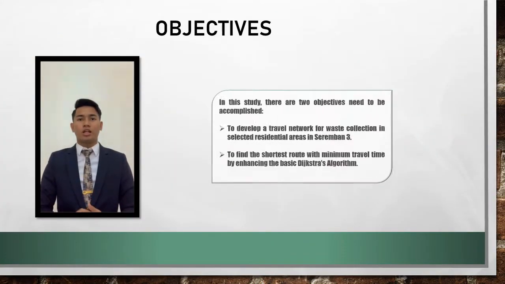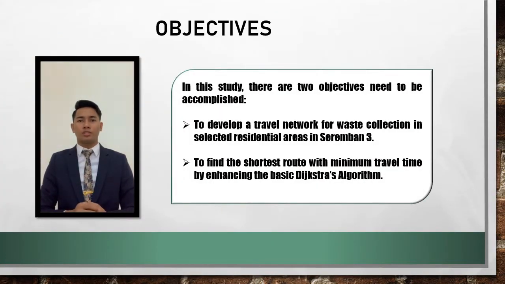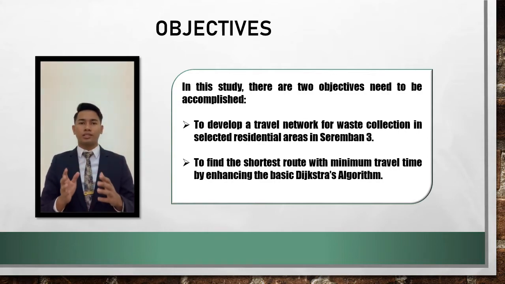In this study, there are two objectives that need to be accomplished. The first one is to develop a travel network for the waste collection in a selected residential area in Sumatiga. Second, to find the shortest route with a minimum travel time by enhancing the basic Dijkstra's algorithm.